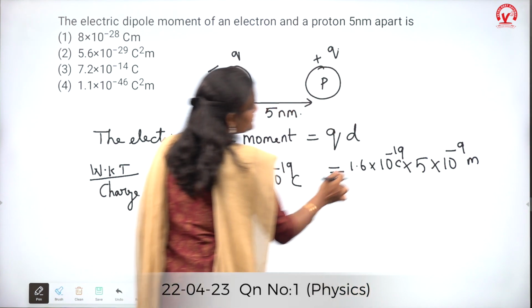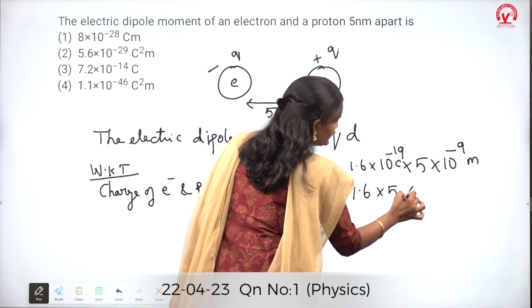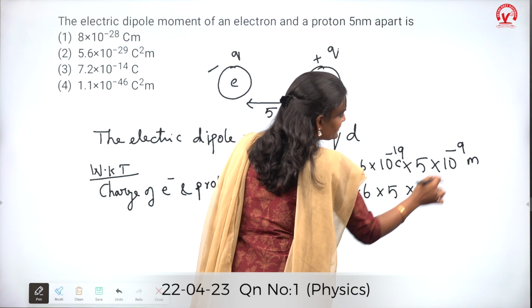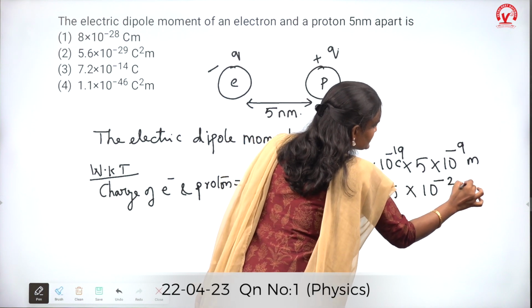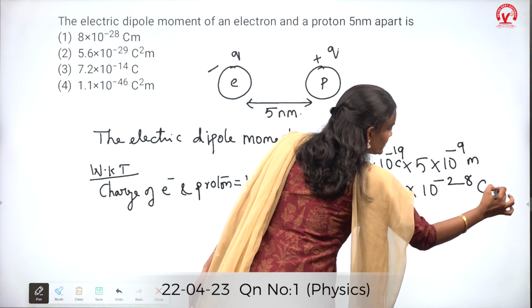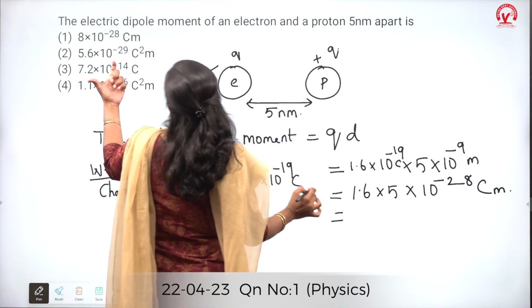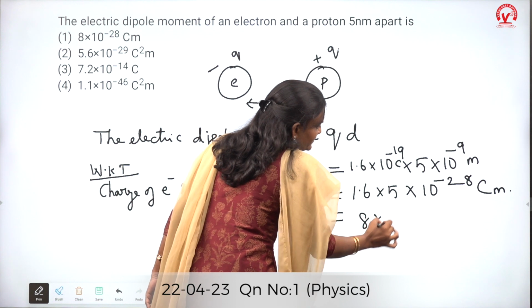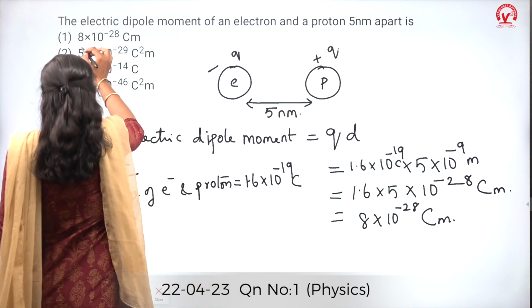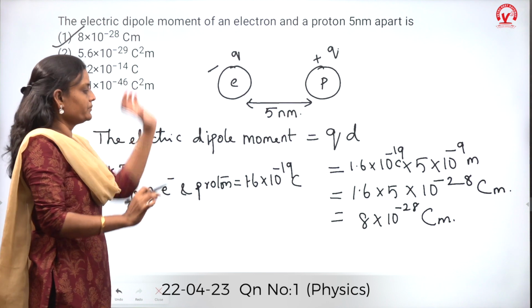Now if you multiply this, 1.6 into 5, with 10 power minus 19 and 10 power minus 9, giving 10 power minus 28, the unit is coulomb meter. If you multiply 1.6 and 5, you will get the answer 8 into 10 power minus 28 coulomb meter. The correct option is 8 into 10 power minus 28 coulomb meter.